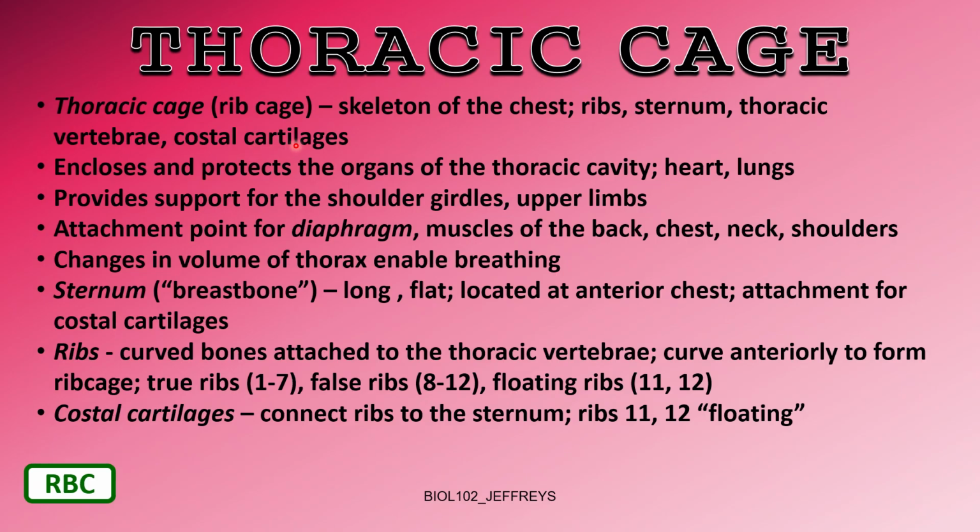Thoracic cage, also known as your rib cage. It's the skeleton of the chest. It consists of the ribs, the sternum, thoracic vertebrae, and the costal cartilages. Now, the thoracic cage encloses and protects the organs of the thoracic cavity, namely the heart and the lungs. And it provides support for the shoulder girdles and the upper limbs, which we'll look at.